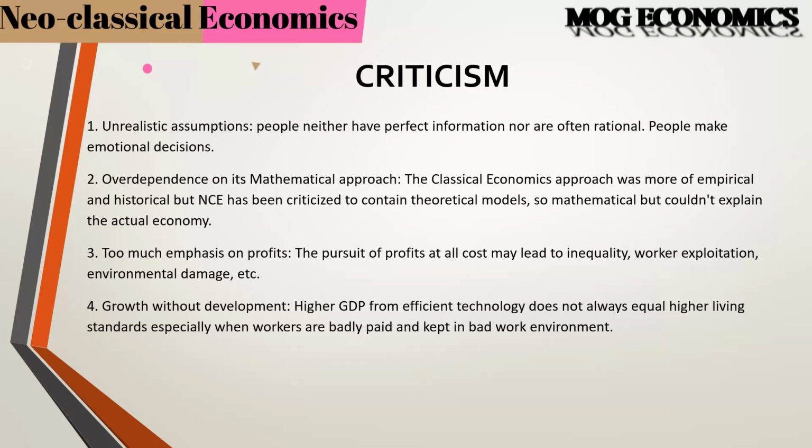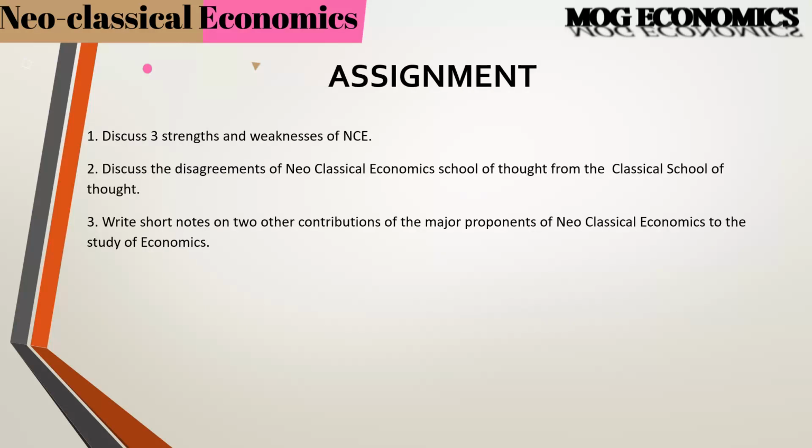All right, next we have your assignment. Number one, discuss three strengths and weaknesses of NCE. And then number two, discuss the disagreement of the neoclassical school from the classical school of thought. They agreed on some things and then they disagreed on a couple of things. So discuss those disagreements, okay, because it's those disagreements that make what we call the neoclassical economic school of thought. Then write short notes on two other contributions of the major proponents of neoclassical economics to the study of economics.